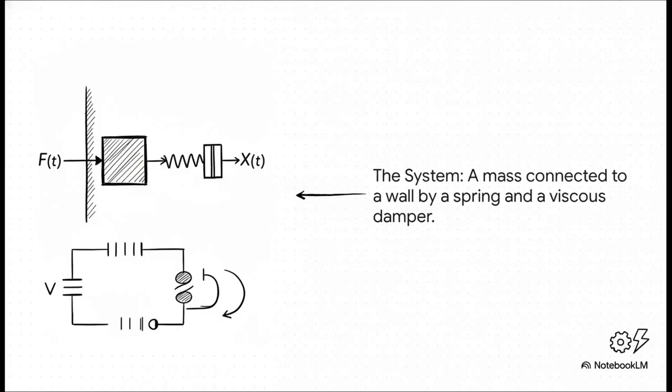Here's our system. This is about as fundamental as it gets in mechanics. You've got a mass, it's hooked up to a wall by a spring and a viscous damper. That's kind of like a piston moving through oil. We can push on it with a force, F of t, and what we want to know is how the mass moves, which we call its displacement, x of t.